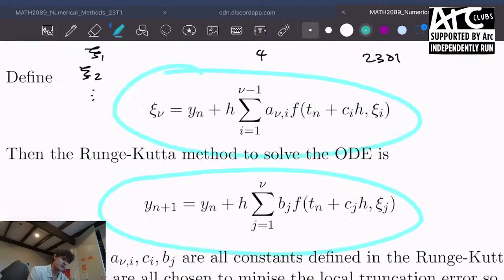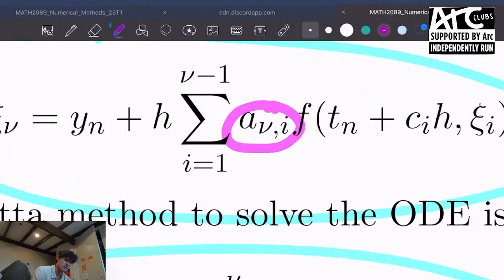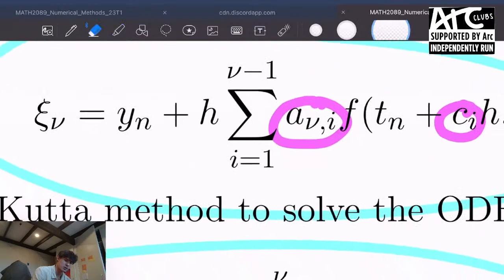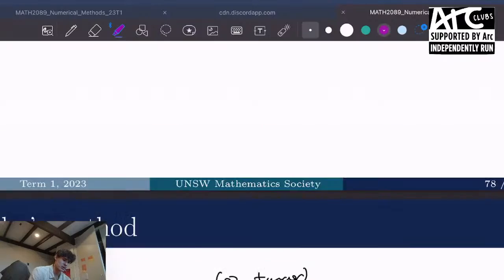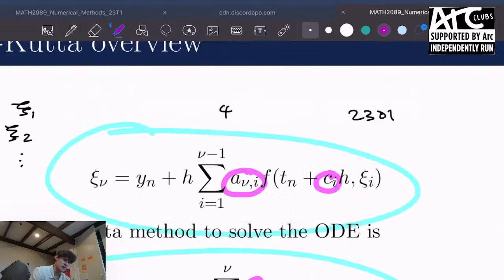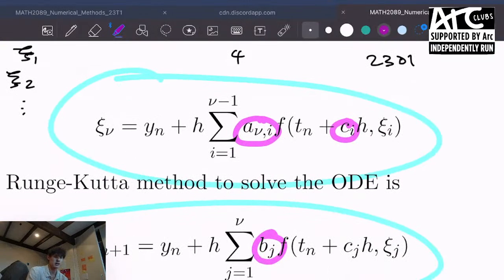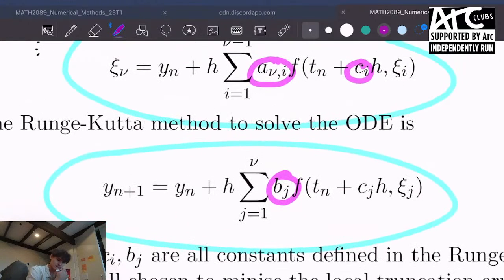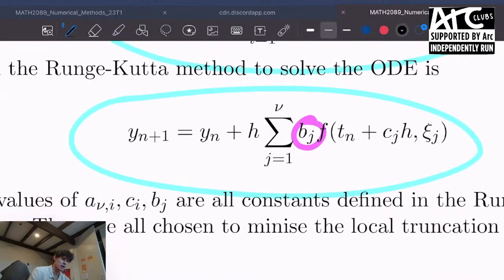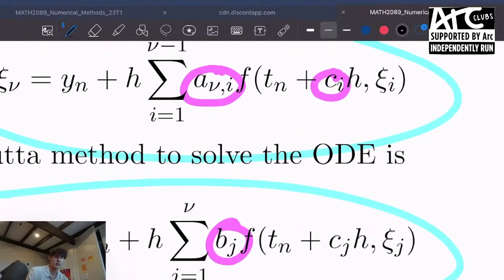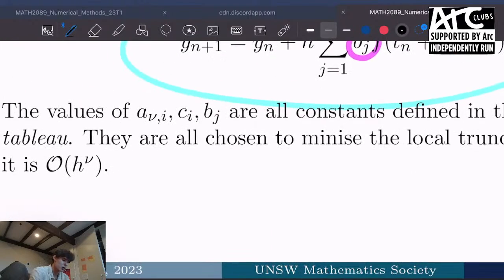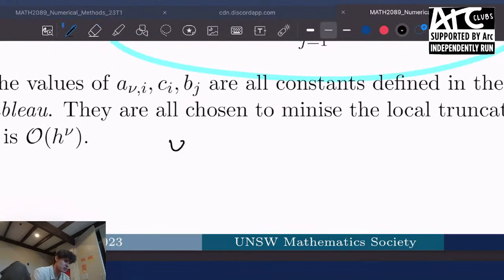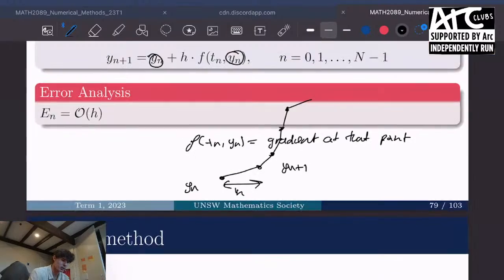Now, what we have with this expression is a lot of random constants, right? Like what is C_i, A, nu, I, B_j, that sort of thing. We didn't have such a complicated expression for Euler's method. Well, the reason why is because Runge-Kutta is a very generalized idea. It's almost a generalized Euler's method in a way. And these constants are always chosen to minimize the error. So these constants will have specific values when we apply certain variations of Runge-Kutta, and they will all be chosen in a way that makes the truncation error O of h to the power nu. So for example, if we set nu to equal 4, then we'll get O of h to the power 4, which is a lot stronger than Euler's method, which is O of h.